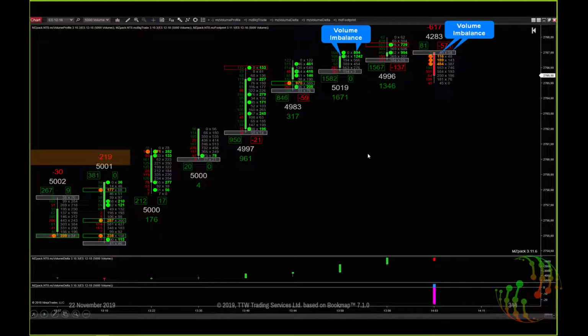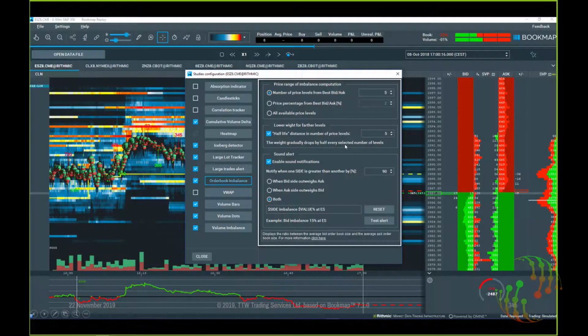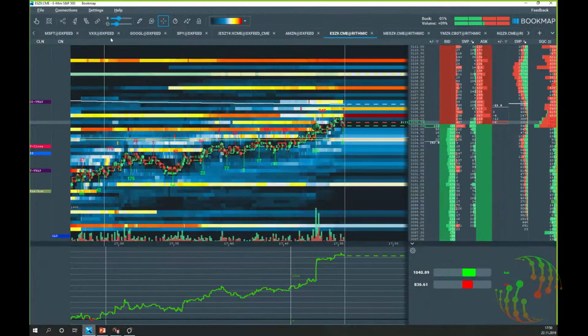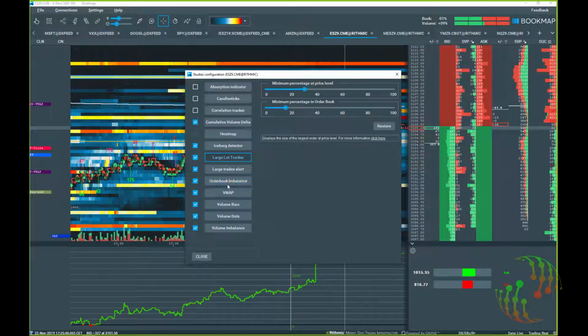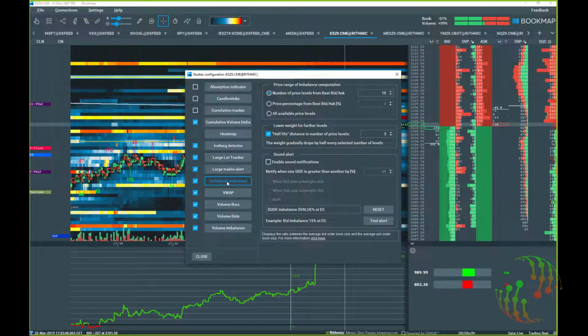If you have a footprint chart, whatever footprint chart you have, there is also a kind of imbalance indicator in it. That means 804 versus 343, or vice versa, 84 versus 54 versus 116. This is an extreme volume imbalance. You can set this volume imbalance in the order book imbalance settings.